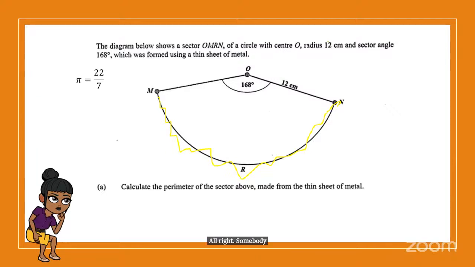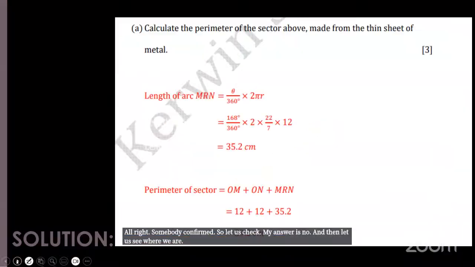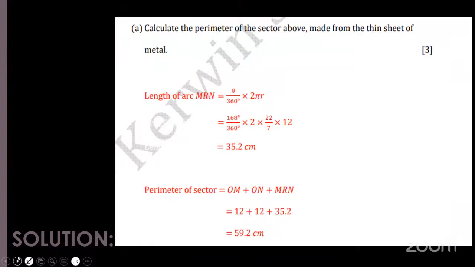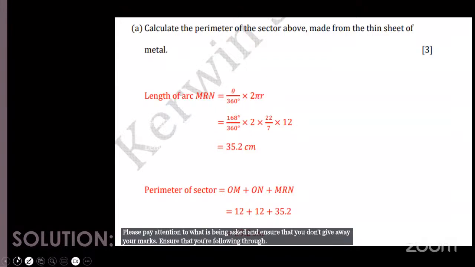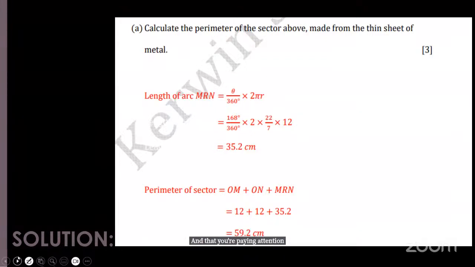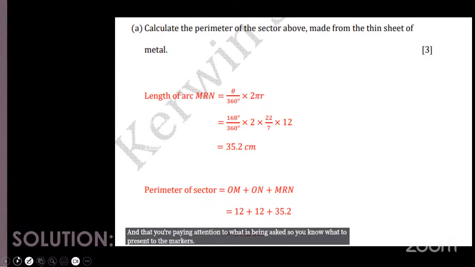So let us check my answers now, and then let us see where we are. And there we go. Please pay attention to what is being asked and ensure that you don't give away your marks. Ensure that you're following through and that you're paying attention to what is being asked so you know what to present to the markers. But the question is not finished.